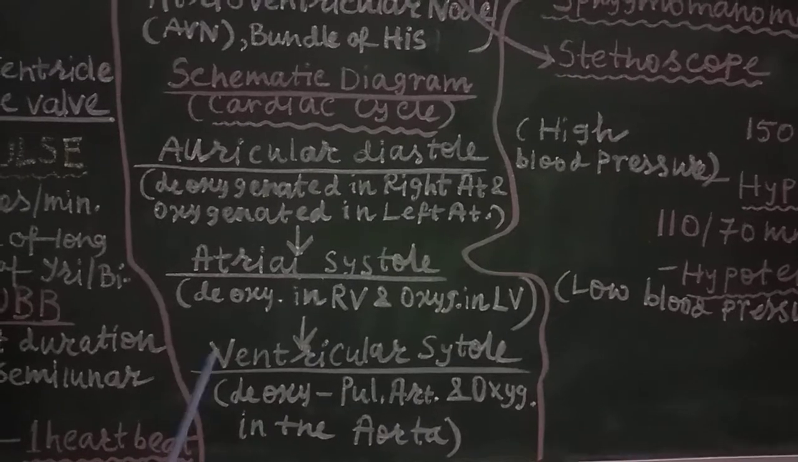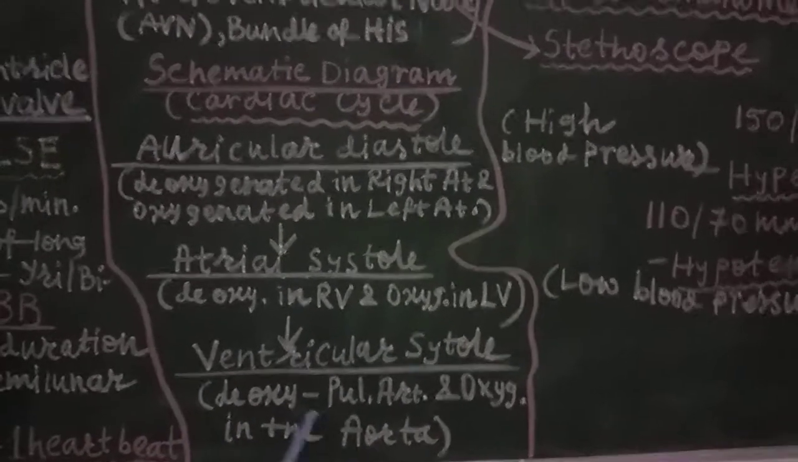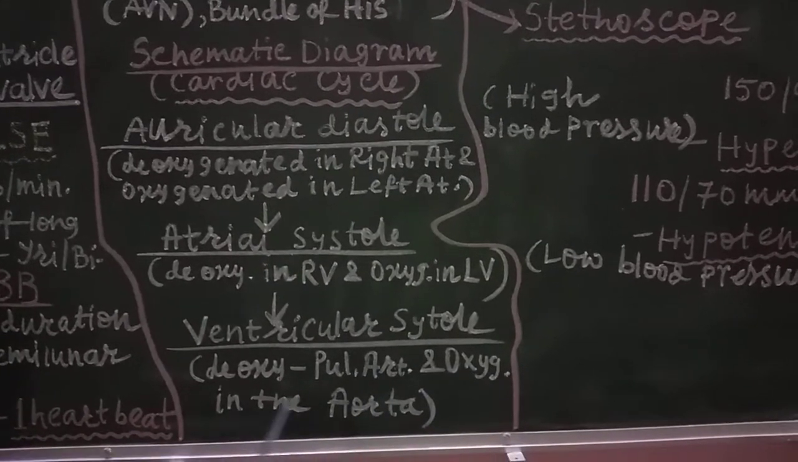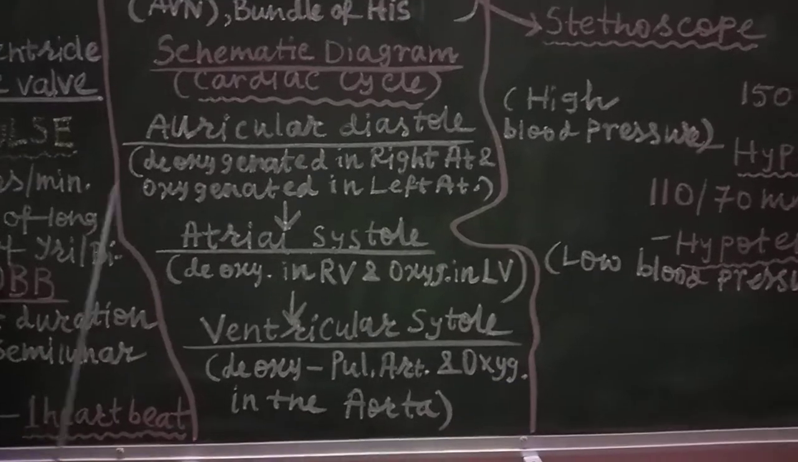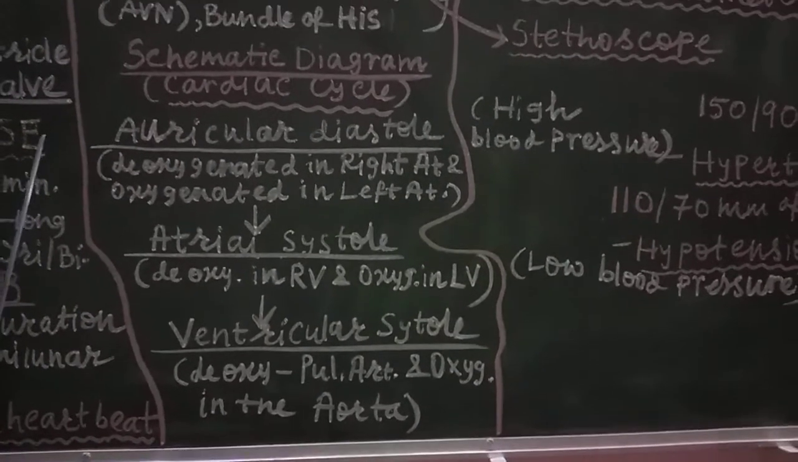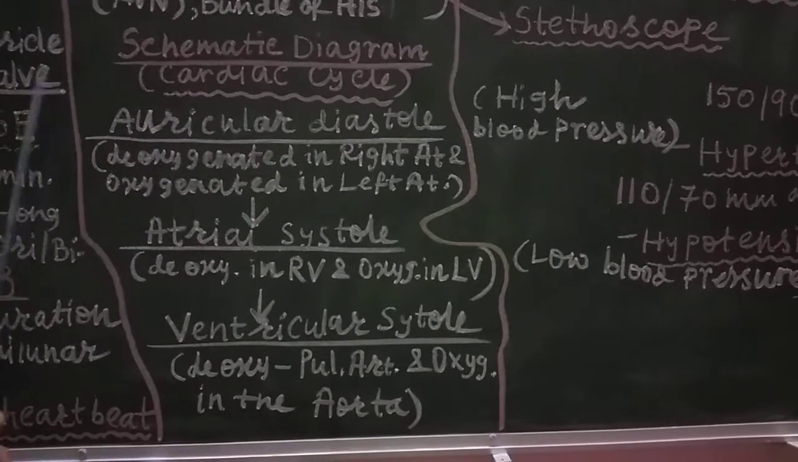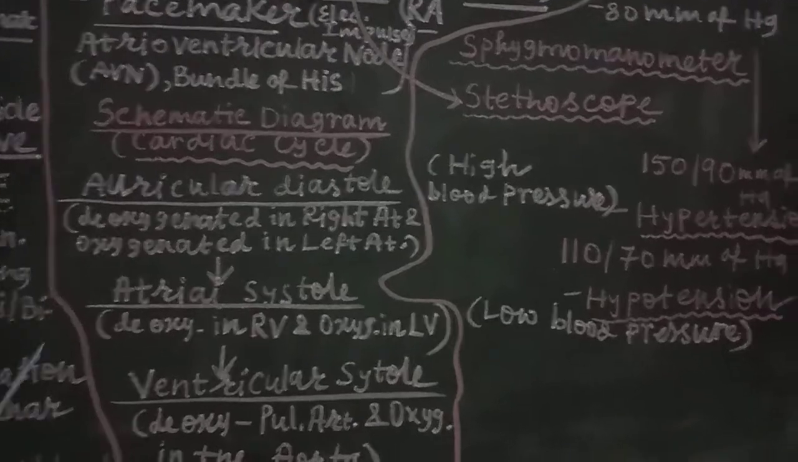Then what happens? Ventricular systole occurs. Thus, deoxygenated blood goes to the pulmonary artery and oxygenated blood goes to the aorta. In this way, the cycle continues, and this is called the cardiac cycle. One cardiac cycle occurs in 0.8 second. So in this way this cardiac cycle occurs 72 times per minute in our heart.